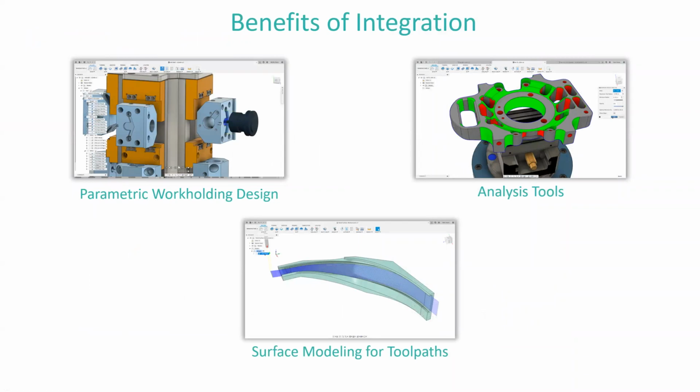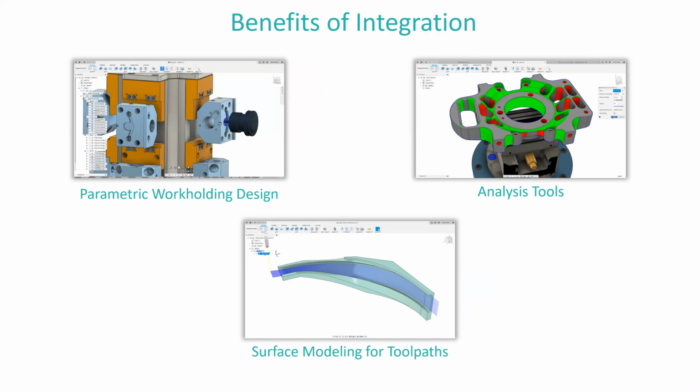Okay, let's come to the benefits of integrated CAD CAM software when you are doing parametric work holding design. It is possible to import and use those work holding devices in machining. Whenever you want to change your work holding devices, the CAM space is also going to update.